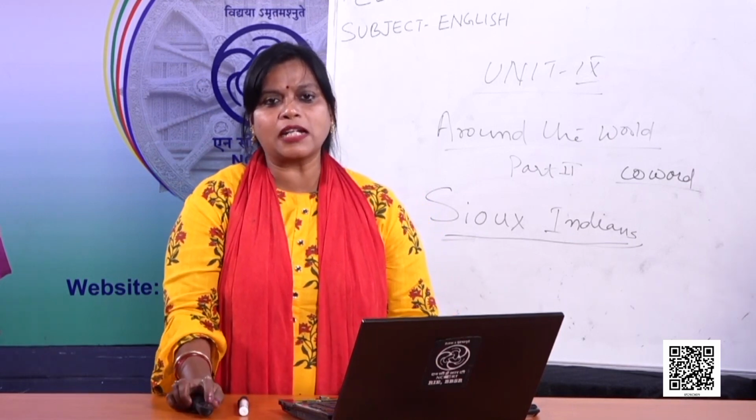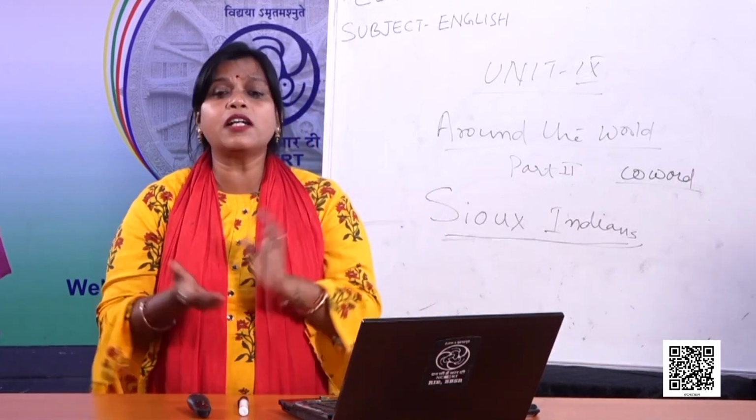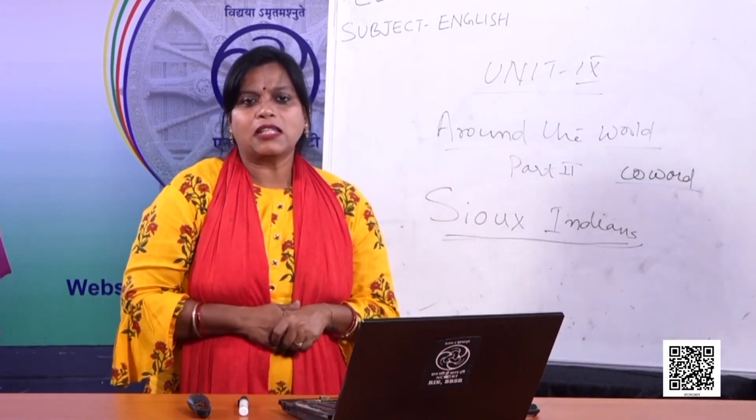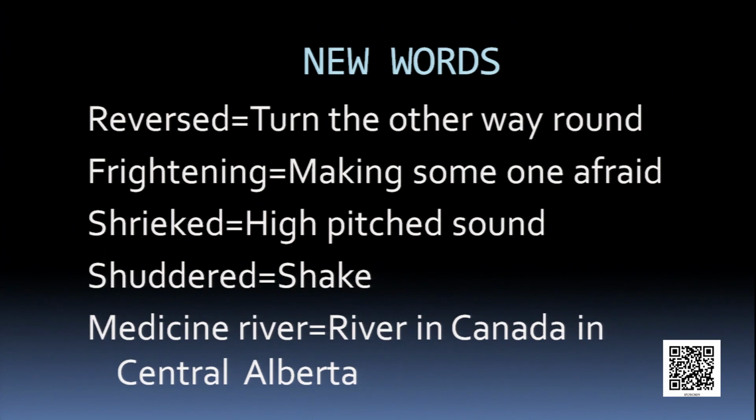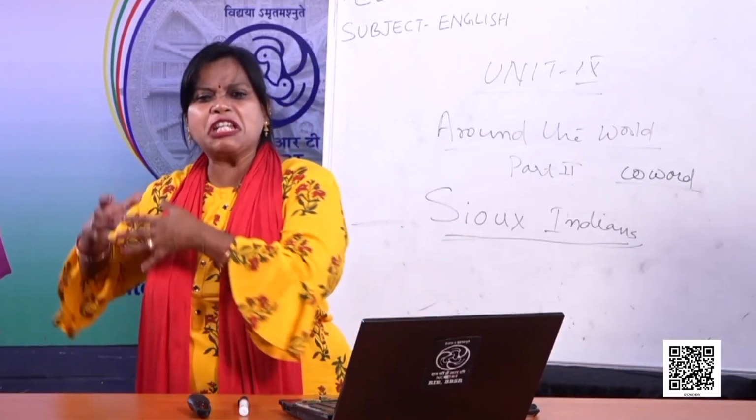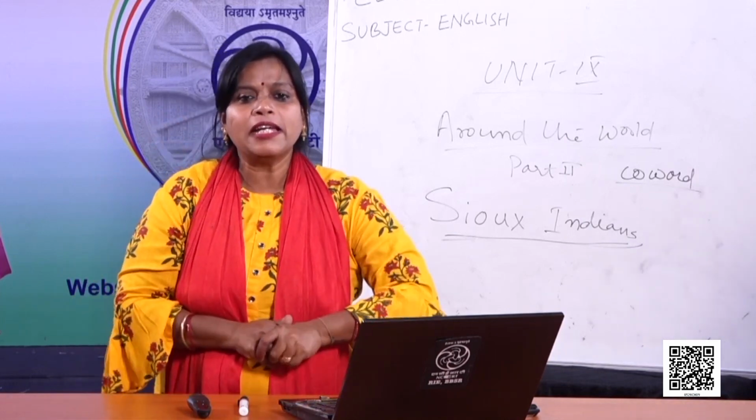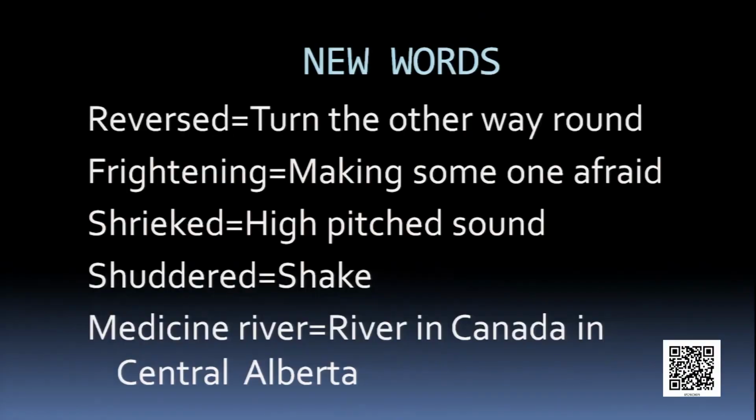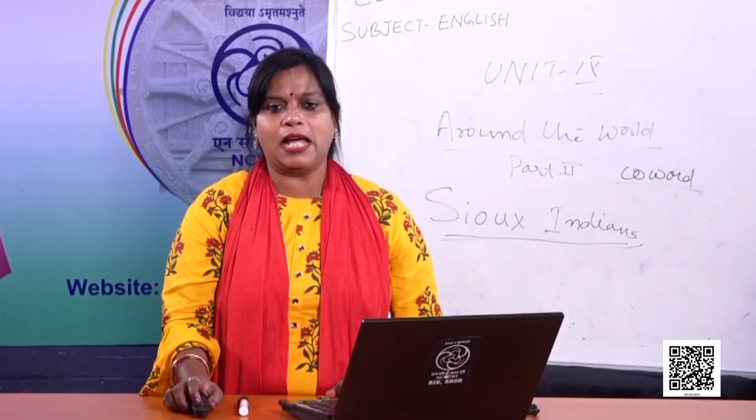I think you all understood the chapter. Now look at the new words which came across in the chapter Around the World. Reversed means turned the other way round. Frightening, making someone afraid. Shrieked, I told you, was a high-pitched sound. Shuddered, shake. When the train shuddered, have you remembered? When the train was at a high speed to cross the Medicine River Bridge. And where is the Medicine River? The river is in Canada, in central Alberta.